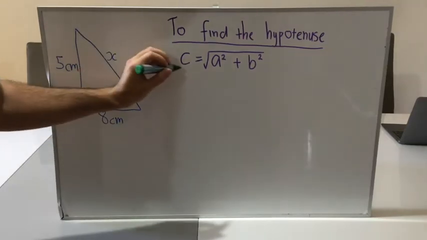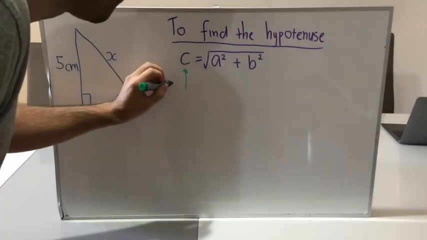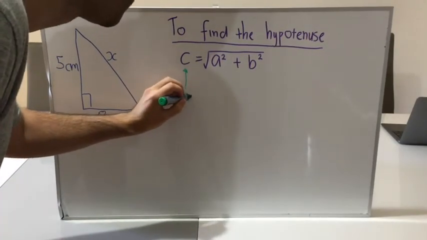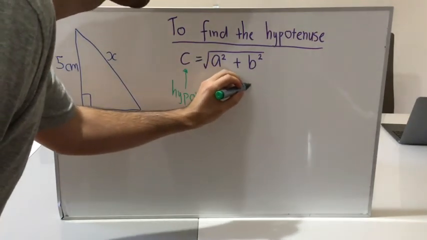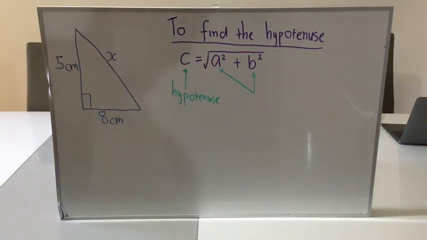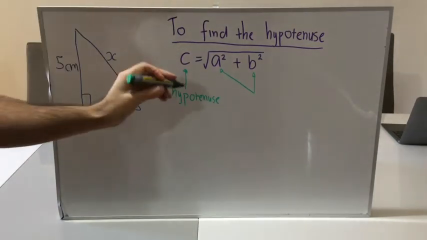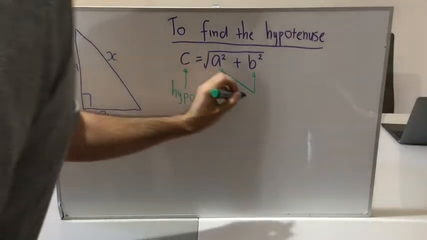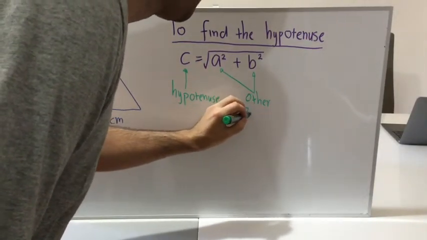What you need to know is that C, that letter there, stands for hypotenuse. Make a little note of this in your notes as well. And it also means that these two letters, A and B, they just stand for the other two sides of the triangle. So A and B just stand for the two sides that are not the hypotenuse. Now this is really important. It doesn't matter which side you call A and which side you call B. It doesn't matter which one is which, you'll get the same answer either way.